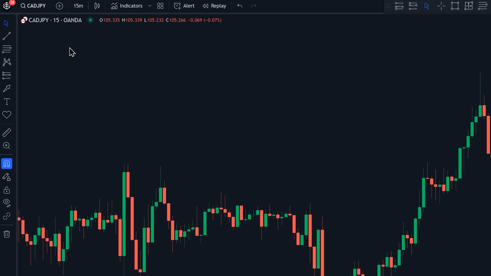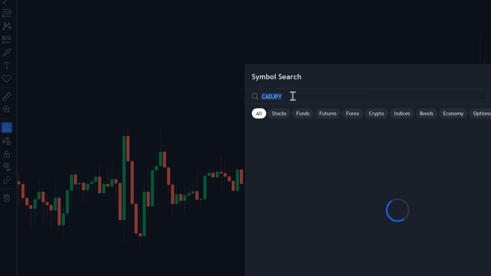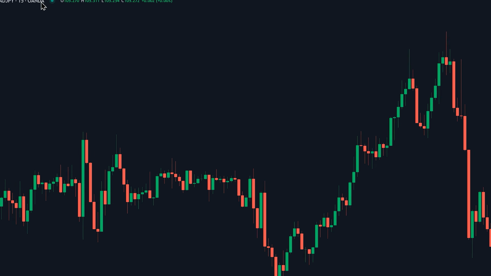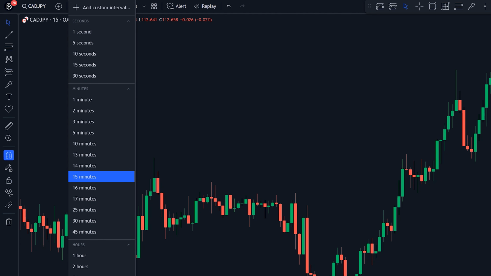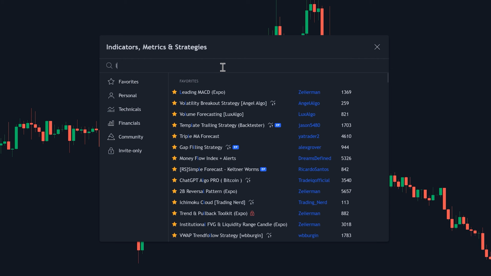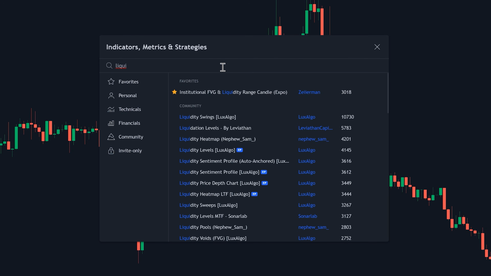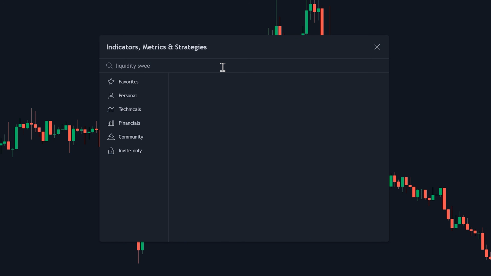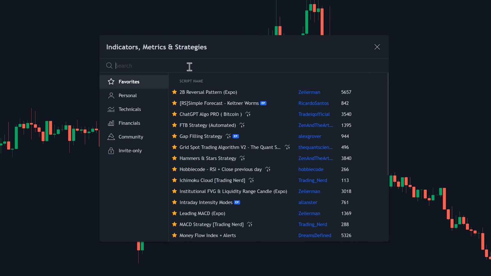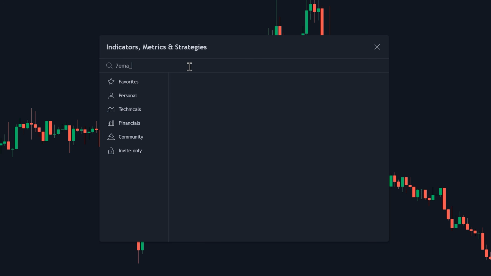Next, you want to load the 15-minute time frame of CAD-JPY, but you're not going to be limited to this because this strategy is actually going to work on any trading security as long as the time frame is between 1 minute to 4 hours. After that, you want to click on Indicators and type in the first indicator, which is actually the main indicator of our strategy, and it's called Liquidity Sweeps. This one by LuxAlgo. The second indicator that we need to add is a super awesome trend indicator called 7EMA_5MA. This one by Storewise.